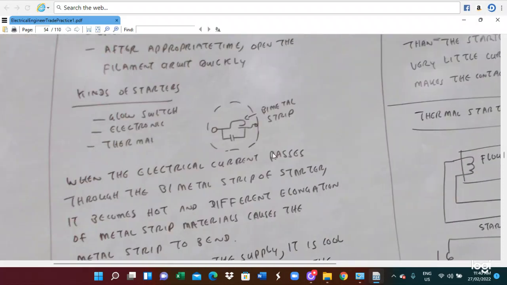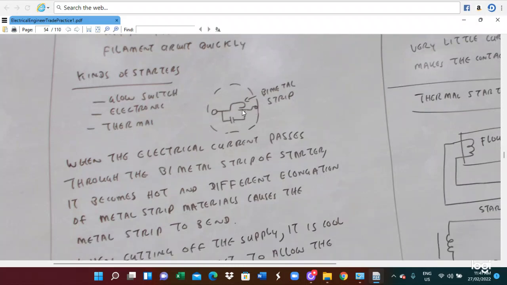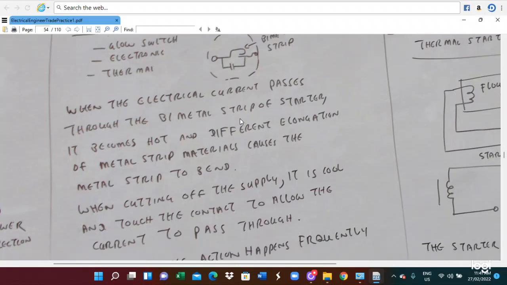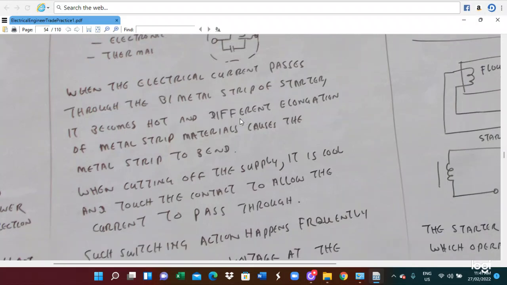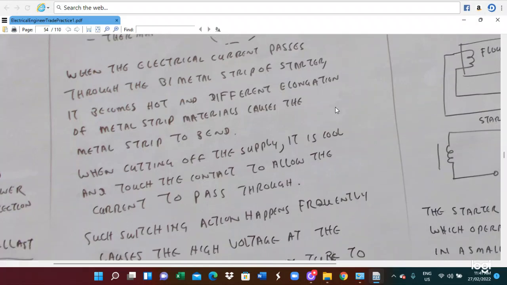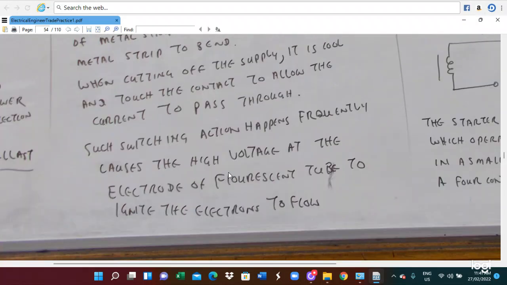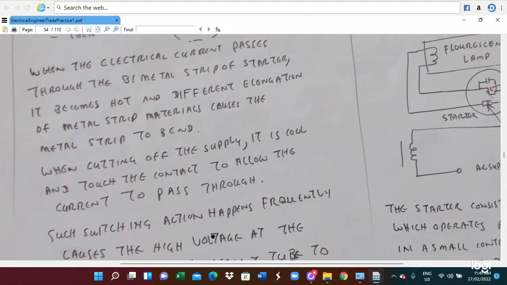The starter function is to allow switching of the electrons, like a thermostat. So bimetal switches are a kind of starter. When the electrical current passes through the bimetal switch, or starter, it becomes hot, and the different elongation of the metals causes the switch to bend. When it cools, the contact closes to allow the current to pass through. Such switching action happens frequently and causes a high voltage at the electrode of the fluorescent tube to ignite the electrons to flow. This is the function of the starter switch.